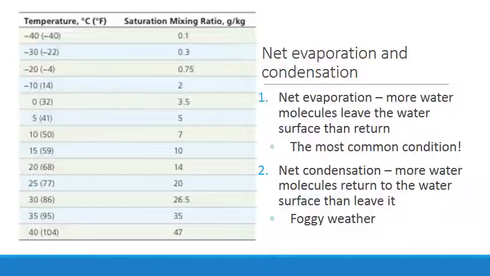So remember from our closed container example that vapor pressure influences the rate at which the water molecules leave or evaporate. But it also affects the rate at which they return to the water surface or condense. So when the air is dry and we have a low vapor pressure, the rate at which water molecules escape from the liquid surface is high. As the vapor pressure increases, the rate at which water vapor returns to the liquid phase also increases.